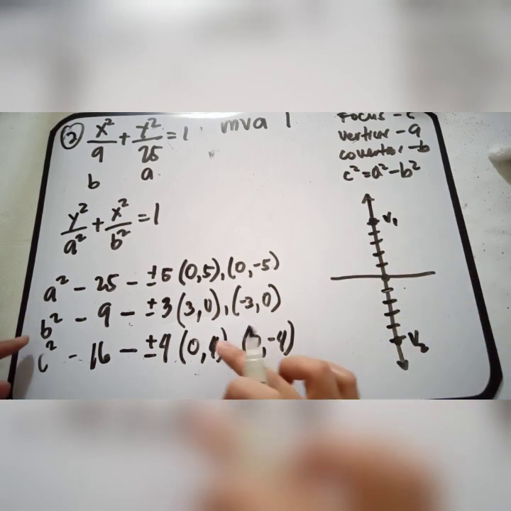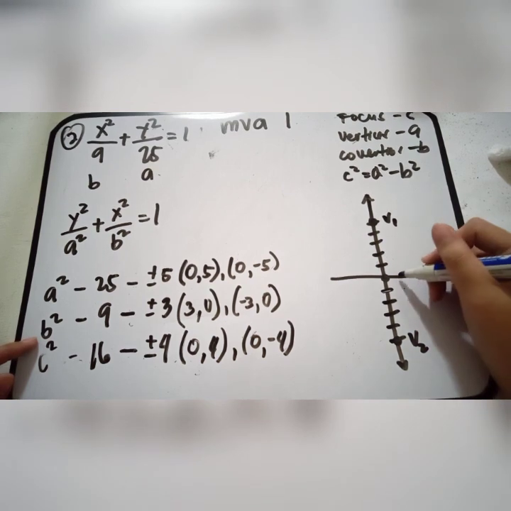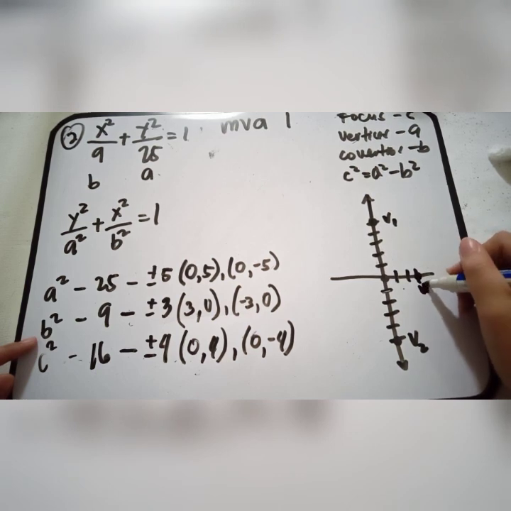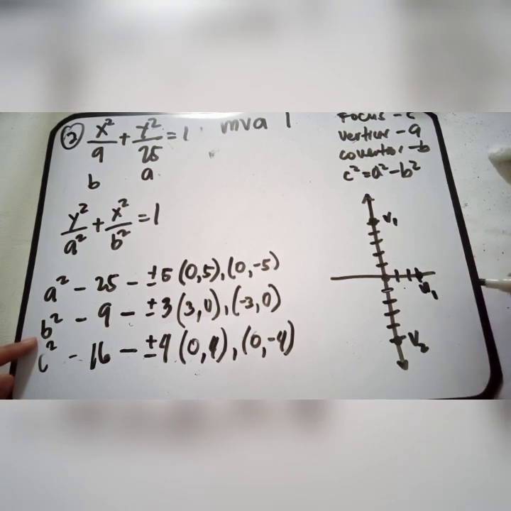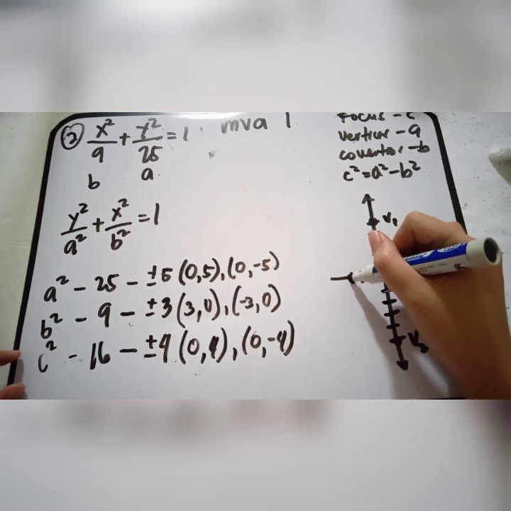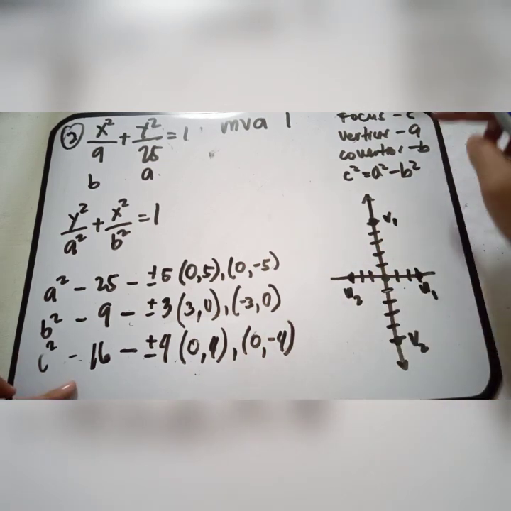Then, next one, the B is positive 3, 0. So, let's count horizontal. 1, 2, 3. It's W1. Then, 1, 2, 3. W2. So, C is the focus.